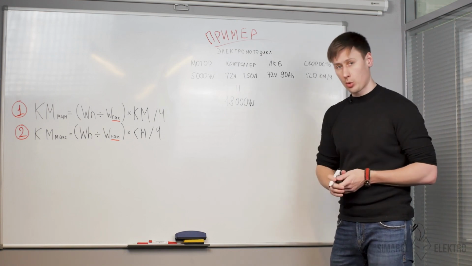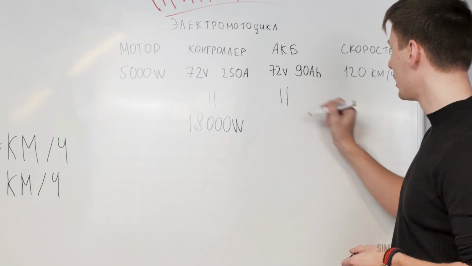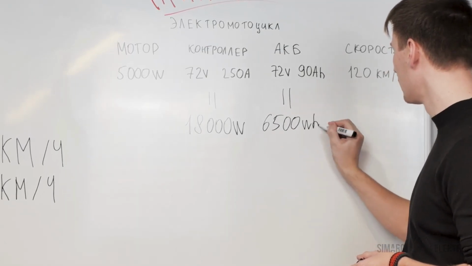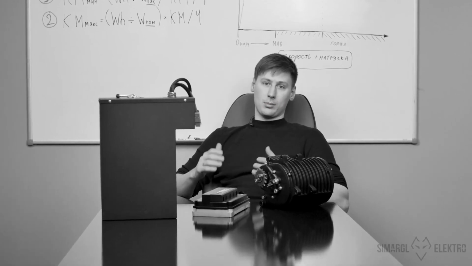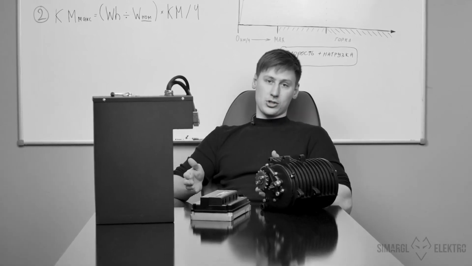Next, to find out the actual battery capacity in watt-hours, we multiply 72 by 90 and get approximately 6,500 watt-hours. Yes, I know that the discharge rate of some cells might not be enough to reach peak power, but I won't include that here because we've already overloaded the video with calculations and formulas.